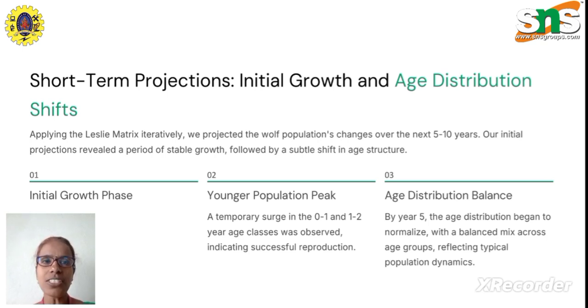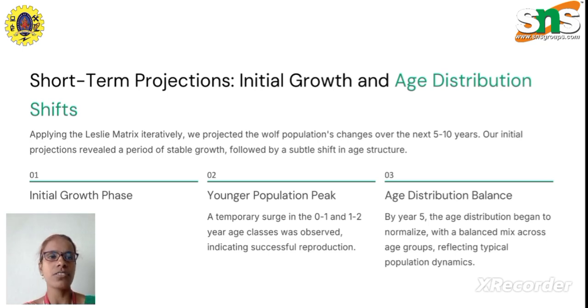There are three things to remember. The first is the initial growth phase, and the second is the younger population peak. In this case, a surge in the 0 to 1 and 1 to 2 age group classes was observed, indicating successful reproduction. The third is age distribution balance. By year 5, the age distribution began to normalize with a balanced mix across age groups, reflecting typical population dynamics.